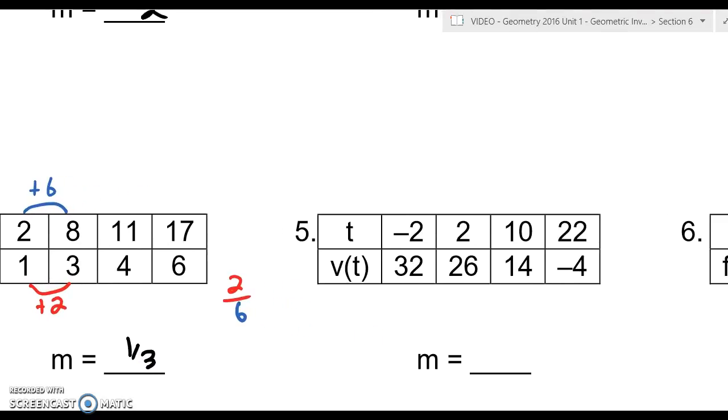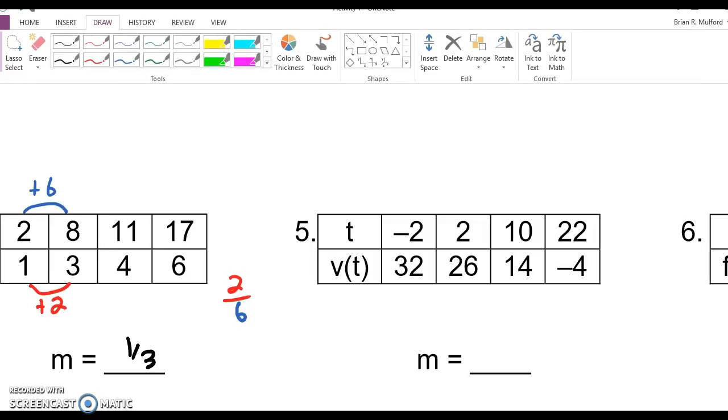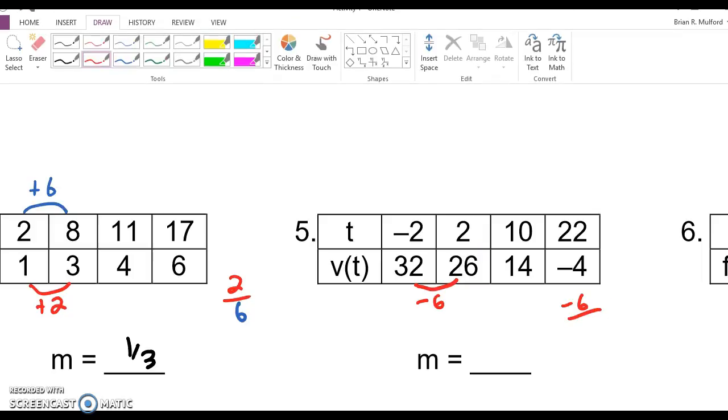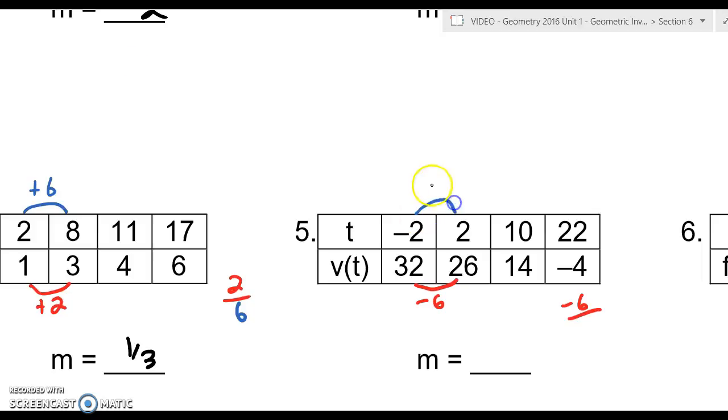And I do the same thing for v of t. We'll do this one and kind of move on to the next part here, where we have a 32 to negative 26. That's a minus 6. So a minus 6 over, and then from negative 2 to 2, we have a plus 4. So our slope then, negative 6 over 4, when we reduce that down, is negative 3 over 2.